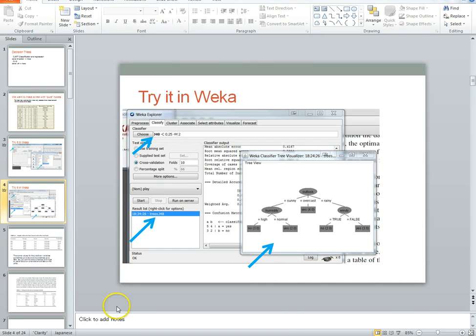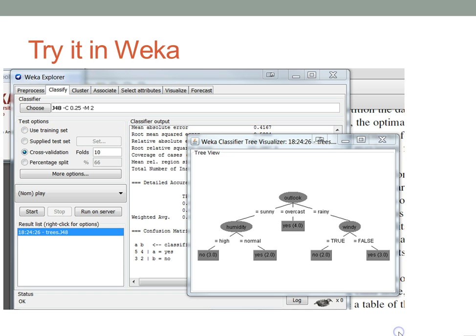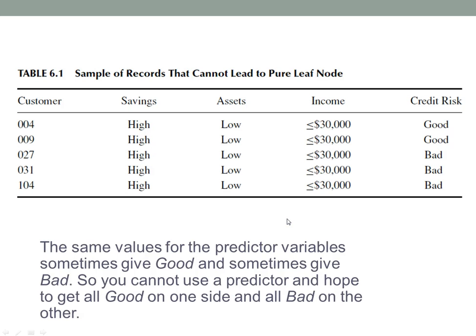here. The question is, what we want to explore today is, how did it build this tree? What did it do to build it? So we're going to take a different data set, though. We're going to take a sample of records that cannot lead to a pure leaf node. So what does that mean? What does a pure leaf node mean again?